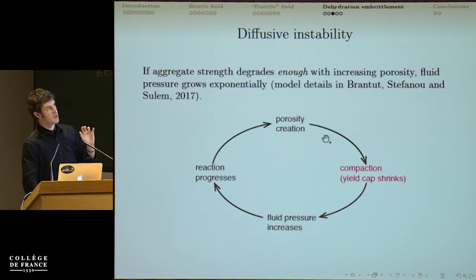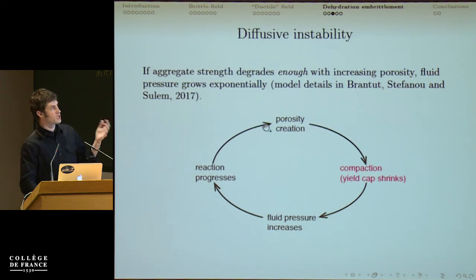So what we find is that if the aggregate strength degrades enough with increasing porosity, and in that paper we have a hard mathematical criterion for what we mean by degrades enough, but in terms of the sketch, it's like this: if it degrades enough with increasing porosity, then the fluid pressure grows exponentially. So it's a diffusive instability. So it looks like this.